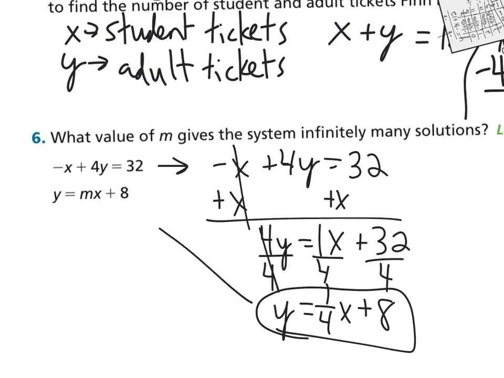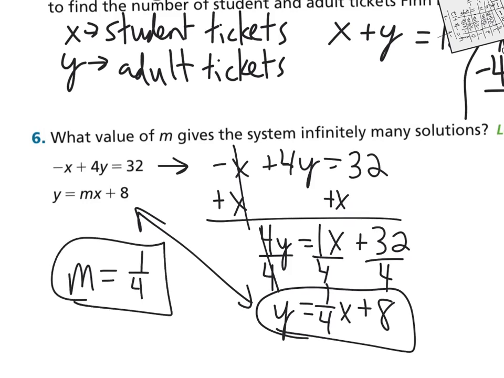So if you look at this and look at their equation, for infinitely many solutions, the slope and the y-intercept are the same. It means the equations are identical, so m would have to be equal to 1/4 for those to be infinitely many solutions.